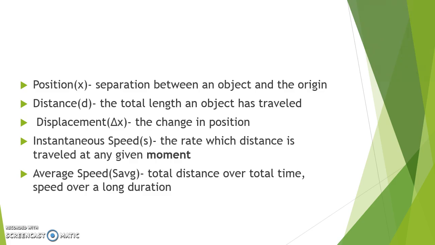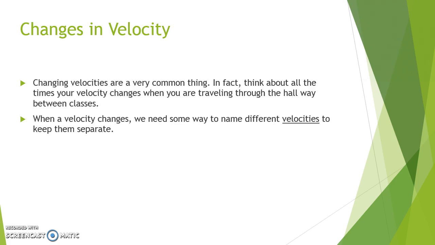That's why it's bold. Average speed, or s average, is the total distance over time. It's the speed over a long duration. And lastly, velocity is speed with direction. Okay, changing velocities is a very common thing that we'll be seeing very often within our physics coming up here.